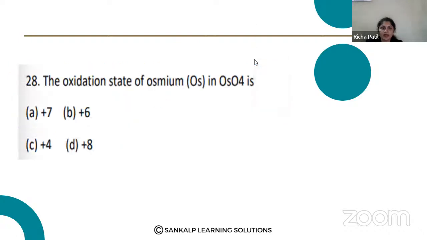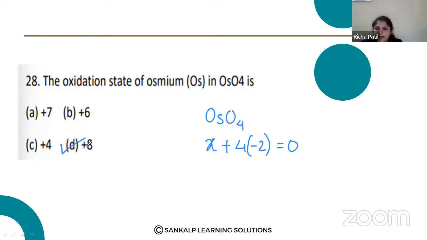Next, the oxidation state of osmium in OsO4. How will we write for Os? x plus 4 into minus 2 equals 0. Calculate it and tell me the right answer. Plus 8. Plus 8 is the correct answer. So solve this, you will get the answer.